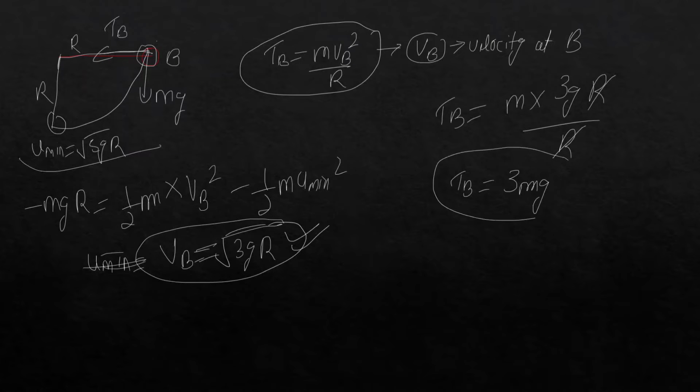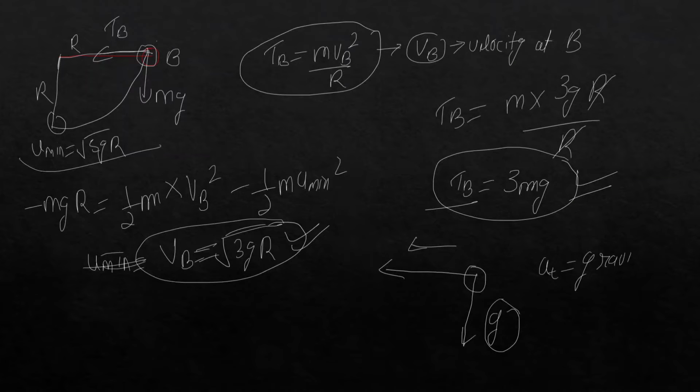We have calculated in that part tension as well as acceleration at point A. Now we have calculated the tension at B. Now we have to calculate the acceleration at B. So see, what is tension at B? That is 3 mg. So for acceleration, there are two accelerations, in two directions. One direction is tangential, the other is radial. So what is tangential acceleration here? That tangential acceleration is gravity only. Means tangential acceleration is equal to g.